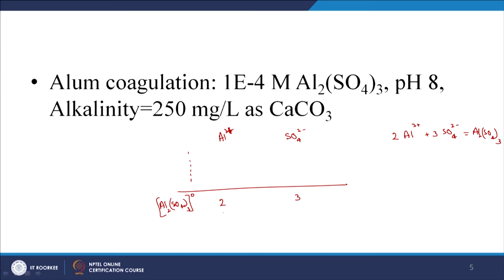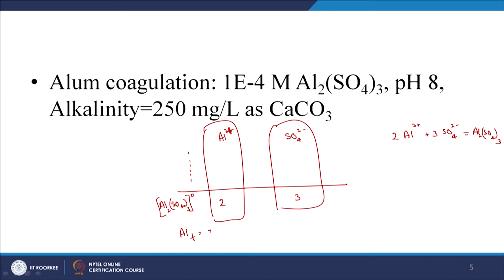So obviously what does this mean here? So Al total and SO4 total. Al total is equal to 2 times Al2(SO4)3, so that is equal to 2 into 10 power minus 4 molar, right. And what is SO4 total? That is equal to 3 times the initial Al2(SO4)3 that you are adding to the solution, right. So that is going to be equal to 3 into 10 power minus 4. And with that I am ready to plug in the relevant values to WMINTEQ.